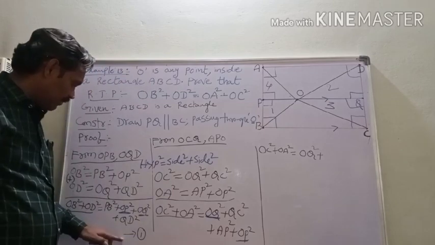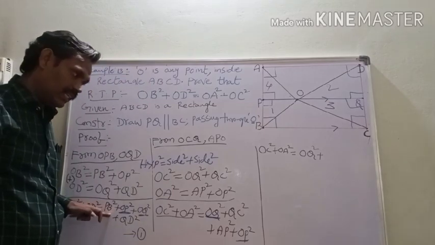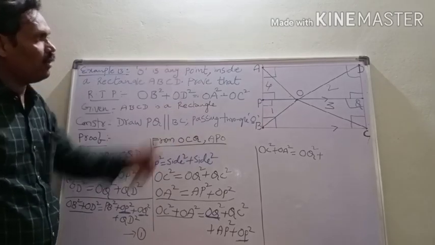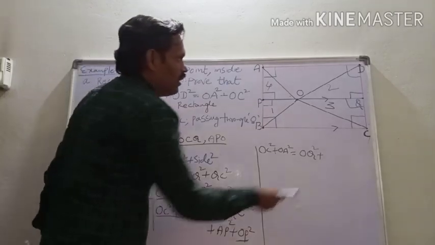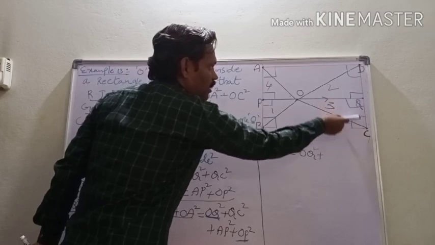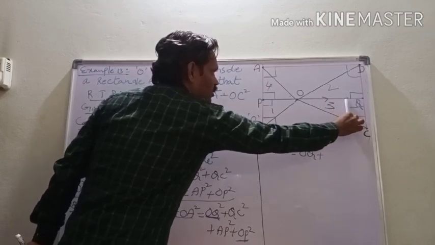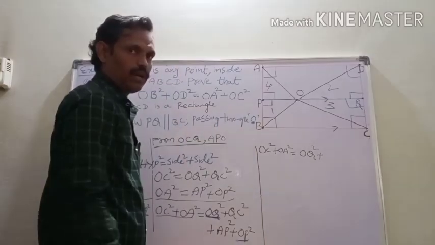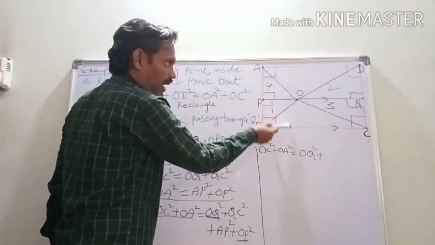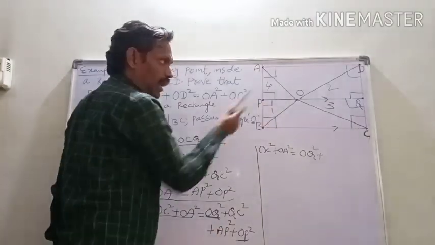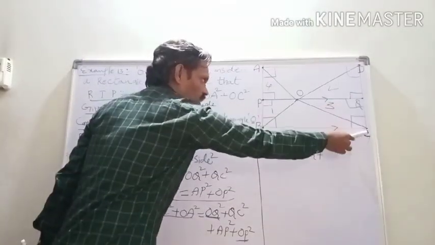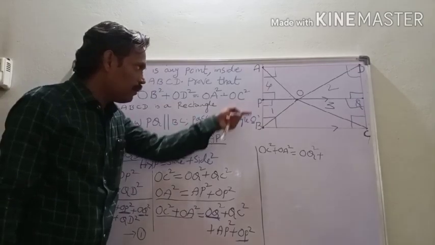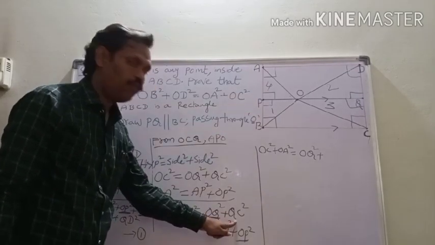But in equation 1, RHS does not contain QC square. Okay, then go through the figure. QC is nothing but this part. So from the figure, this part is nothing but PB, because these two are parallel lines. Therefore, QC is nothing but PB. Now, I am going to write PB instead of QC.